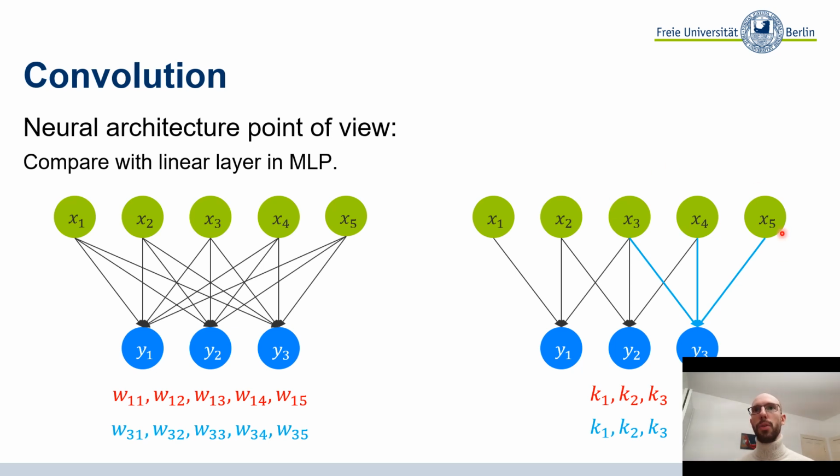So Y3 also gets contributions from just 3 input neurons. What's interesting here is that the weights for those contributions are also K1, K2, K3, so they're the same weights as for Y1. This is different from the linear layer, where the contributions for Y1 had weights W11 to W15, and those for Y3 had weights W31 to W35. Normally, by default, these pairs of weights would not be the same, but in a convolution, the weights are by default the same.